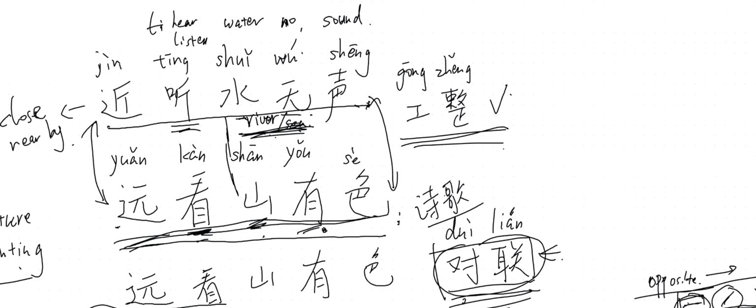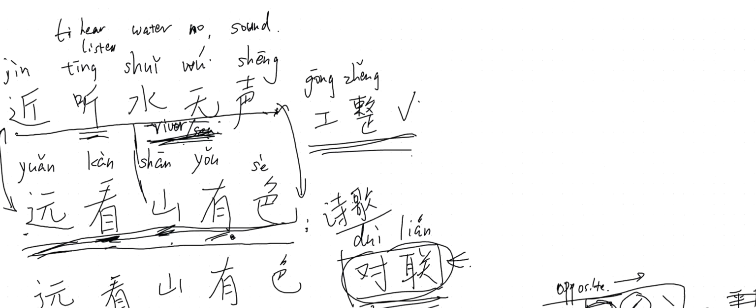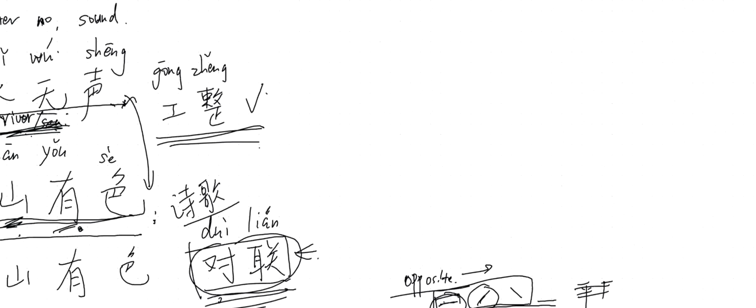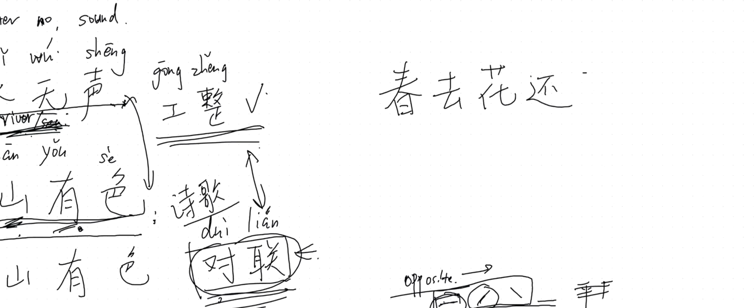So the next two sentences have the same connection. So next is 春去, 花还在. 春去, 花还在.